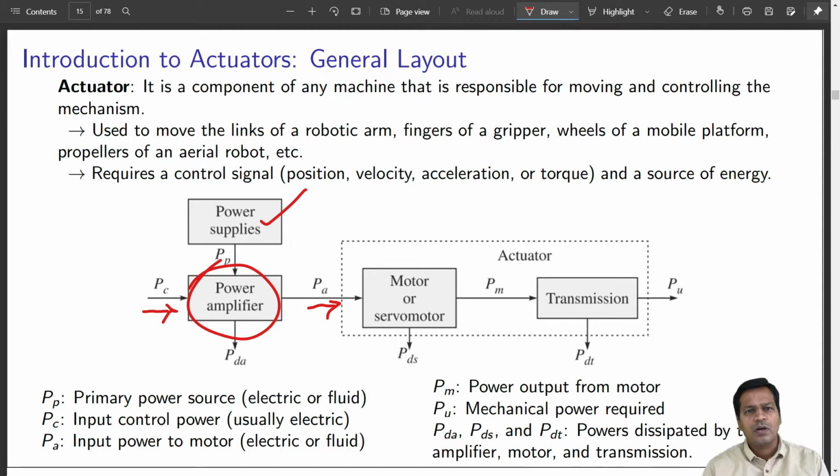Servo motors, or simply the motors, take the varying power input corresponding to the desired commands and follow the commanded trajectory. Servo motor output is further transmitted using the gearbox, belts or chain drives to finally drive the robotic arms. Each of these modular blocks dissipates some energy in the form of losses.